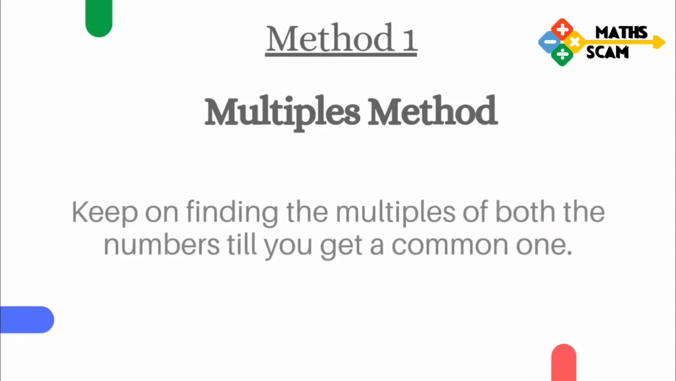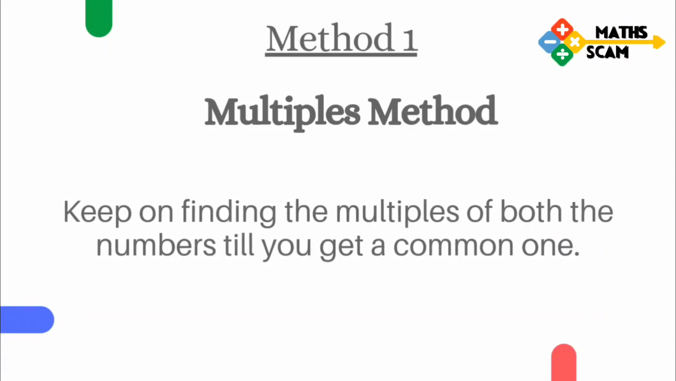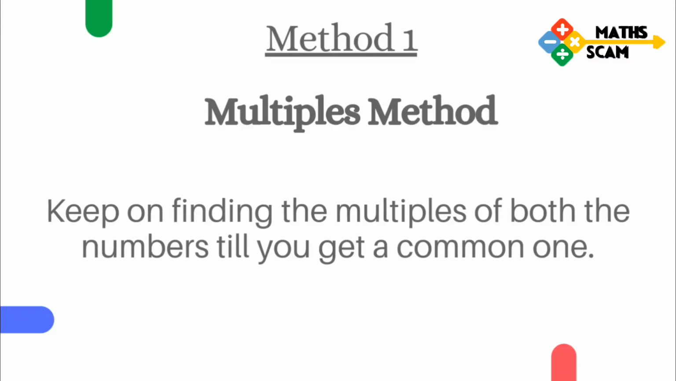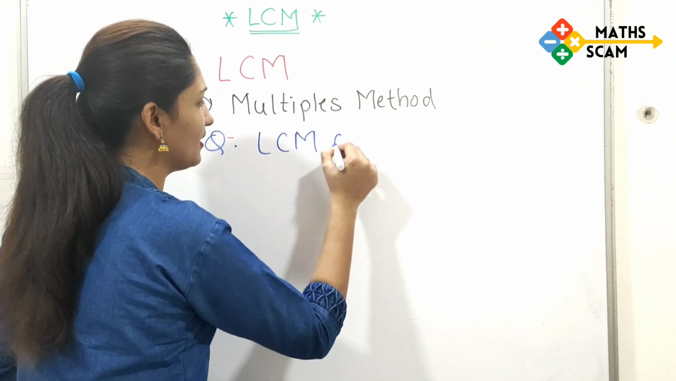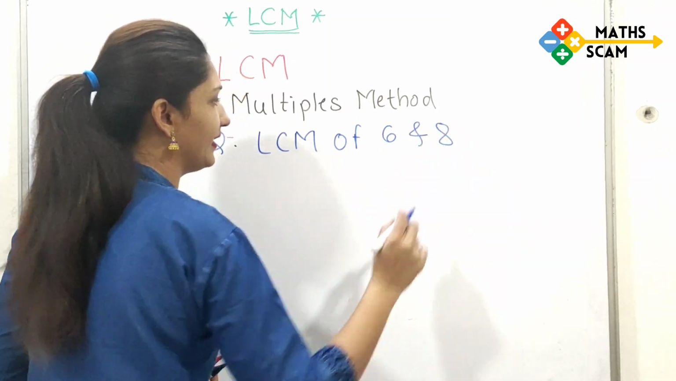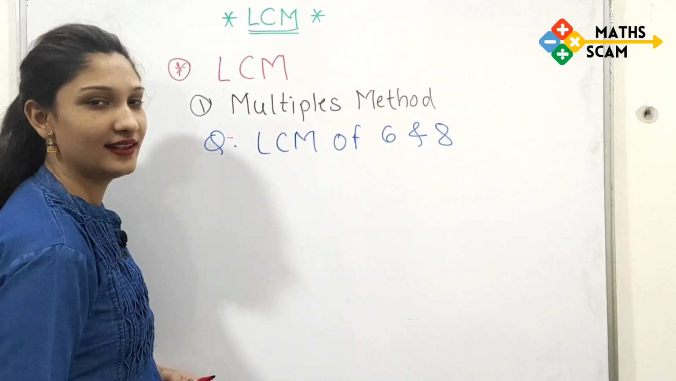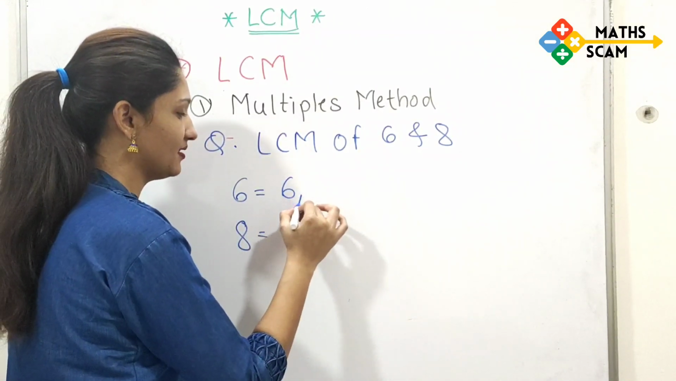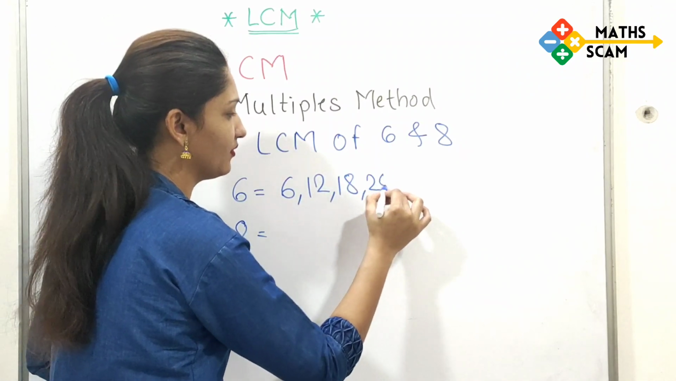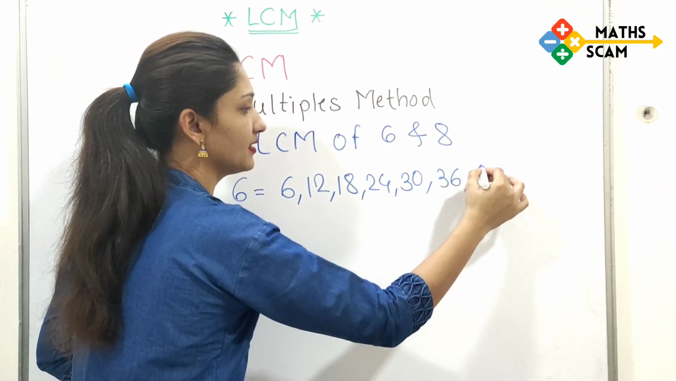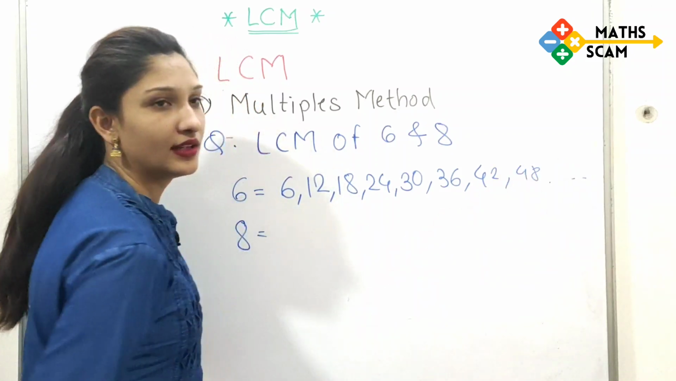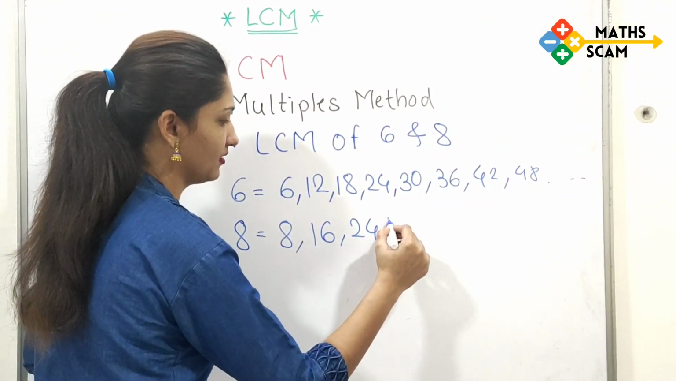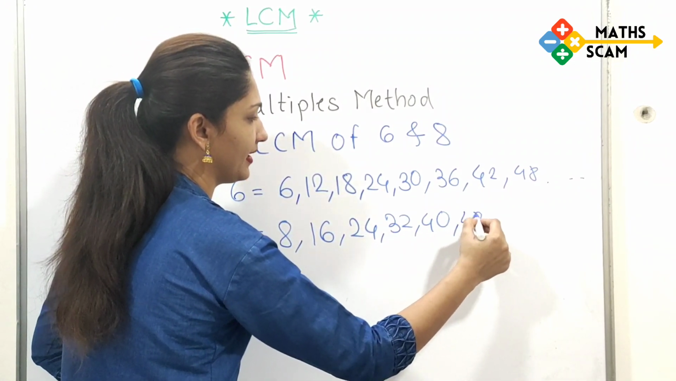Now we'll see methods of how to find LCM. First method: in the multiples method, we keep on finding the multiples of both the numbers till we get a common one. If you do not find a common multiple, continue for the next 5 or 6 multiples. For example, find LCM of 6 and 8. We need to write table of 6 and table of 8. Table of 6: 6, 12, 18, 24, 30, 36, 42, 48 and so on. Table of 8: 8, 16, 32, 40, 48 and so on.